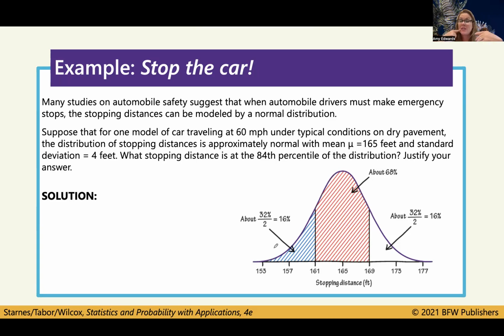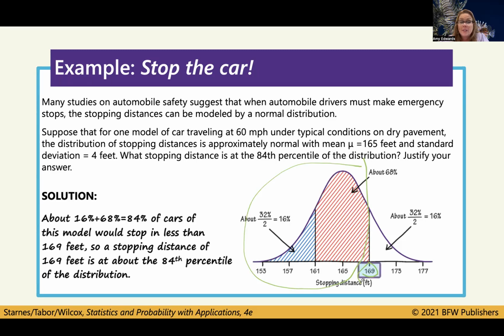Well, what is 16 plus 68? Well, it kind of falls perfectly at 84%. Okay, and so that's going to tell me if all of this is 84% of the data, then 169 is the 84th percentile. Okay. So we would say 84% of cars would stop in less than 169 feet. That's how we would interpret this.